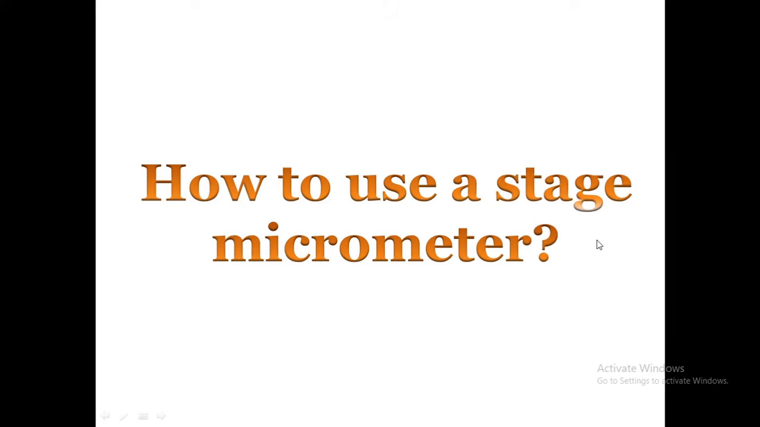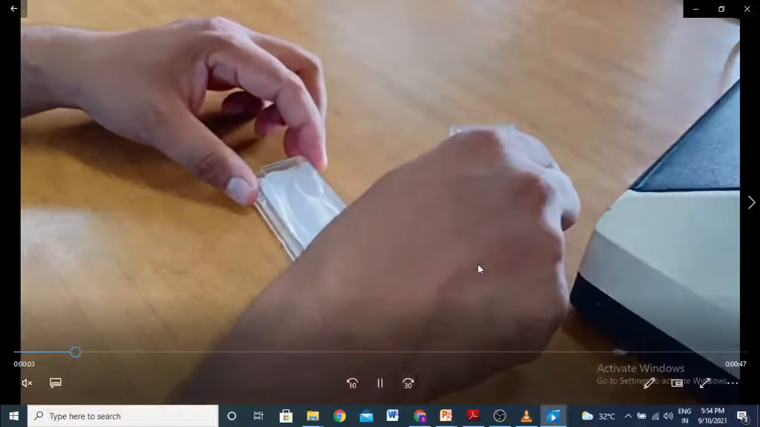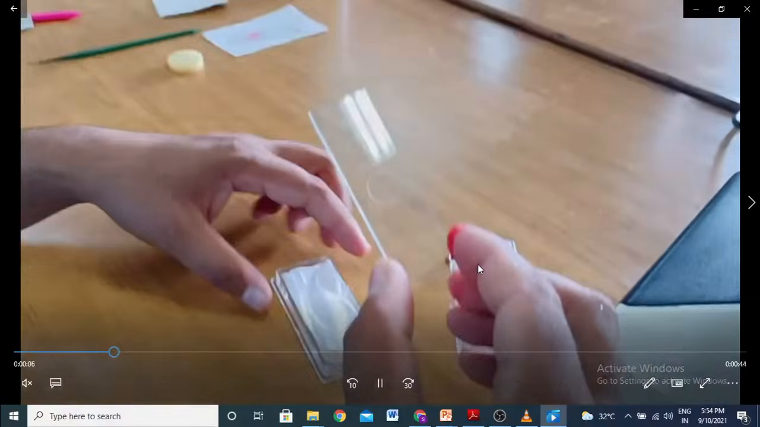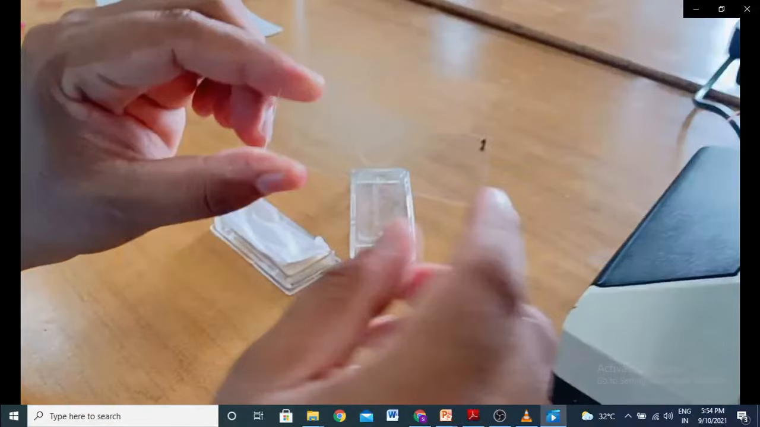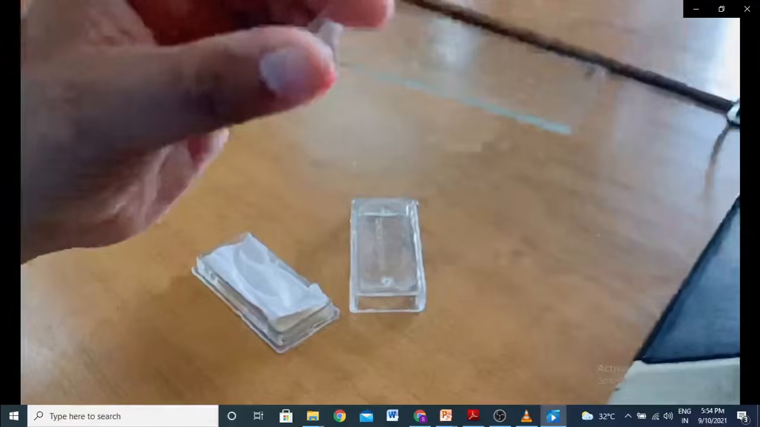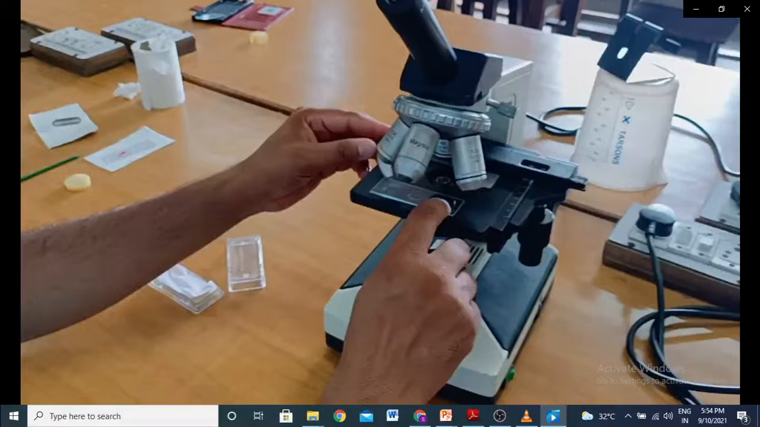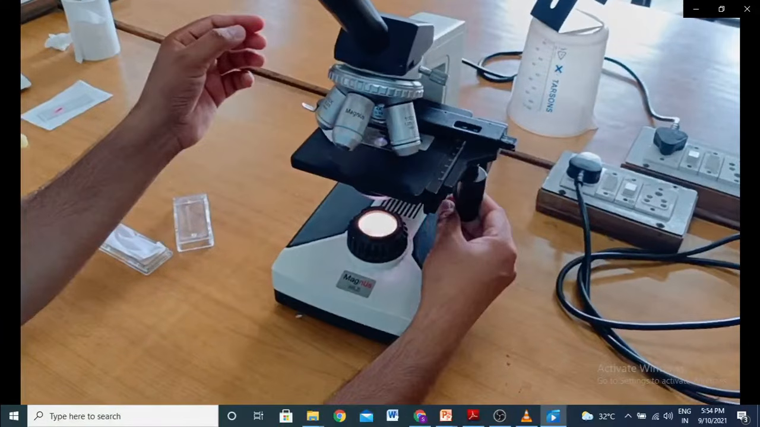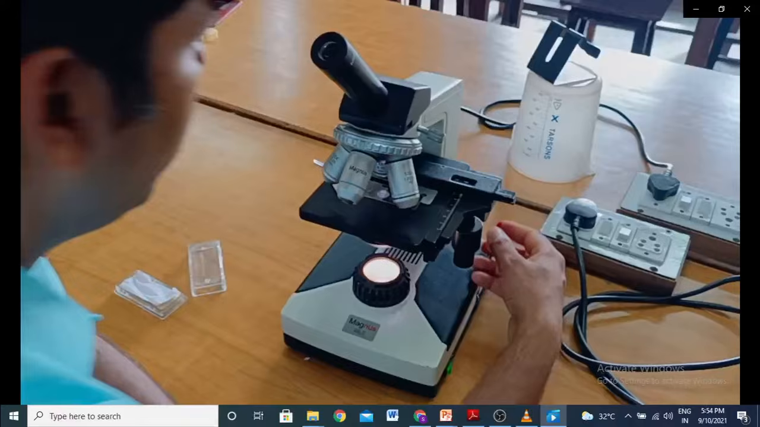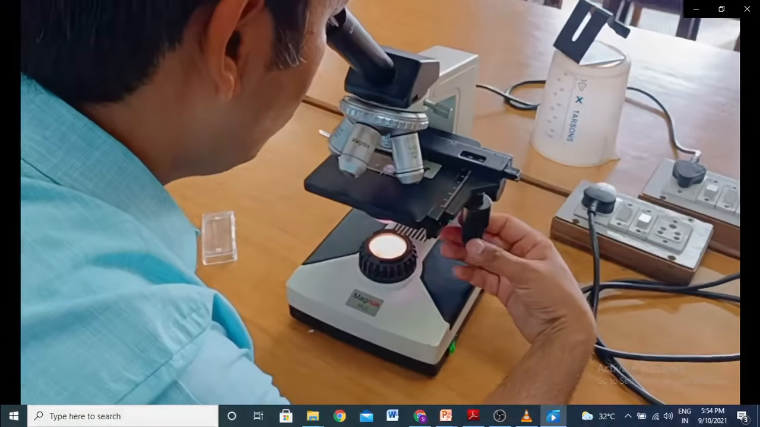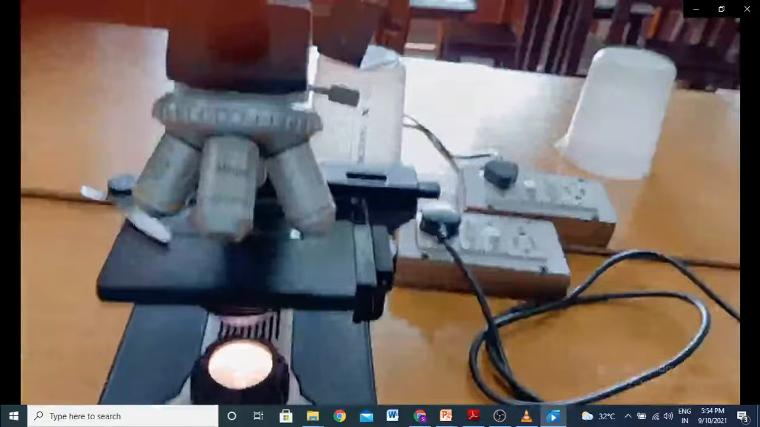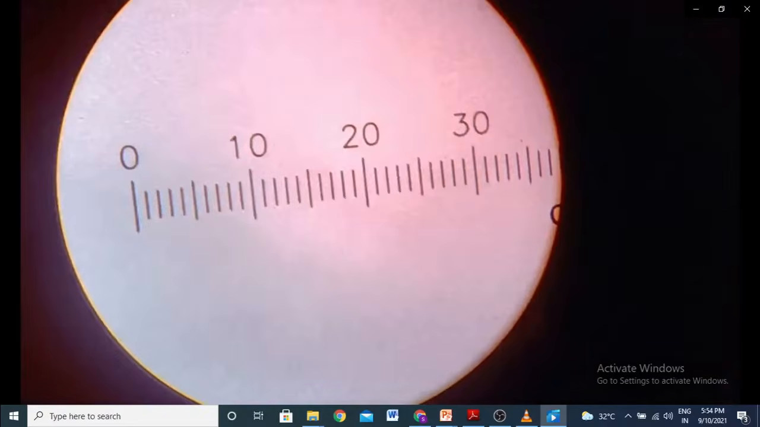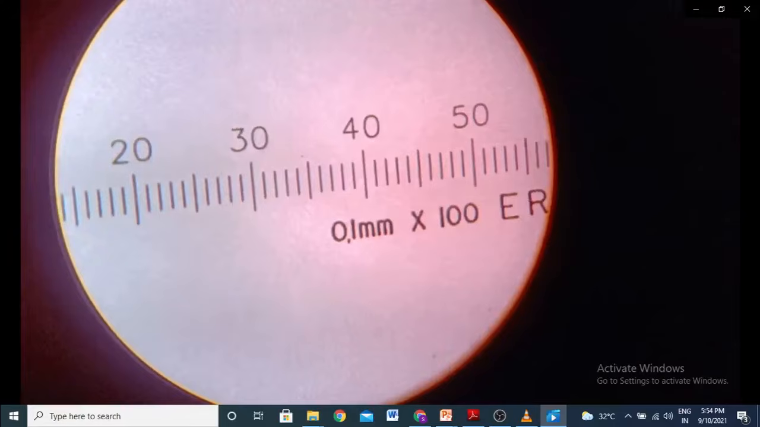How to use a stage micrometer? As you can see, in the center of this glass slide there is a circular structure, and within that circular structure there are different markings for the stage micrometer. To observe those markings, we have to fix it in a microscope. Just like a slide, we can fix it and observe it, and we can see that those markings are clearly visible under a light microscope. In this experiment, the marking is from 0 to 100.